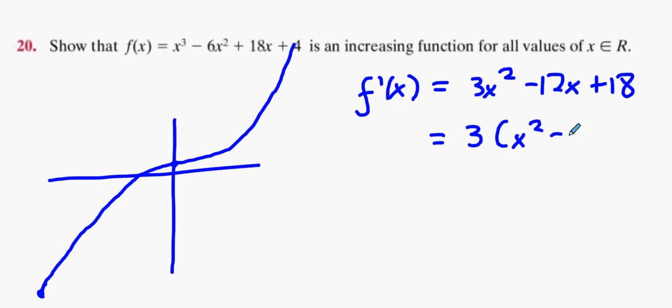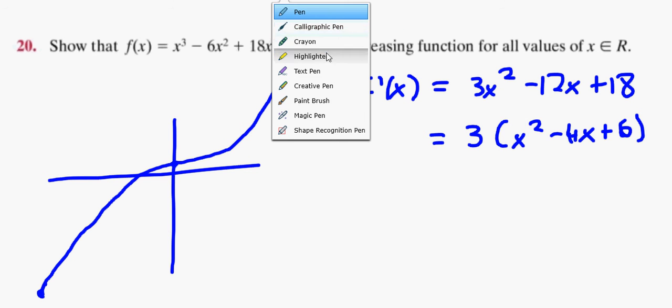X squared minus 6x plus... Anybody? Oh, sorry, 4x. And what's the other one? 6, isn't it? Now, here's what I want you guys to look at.